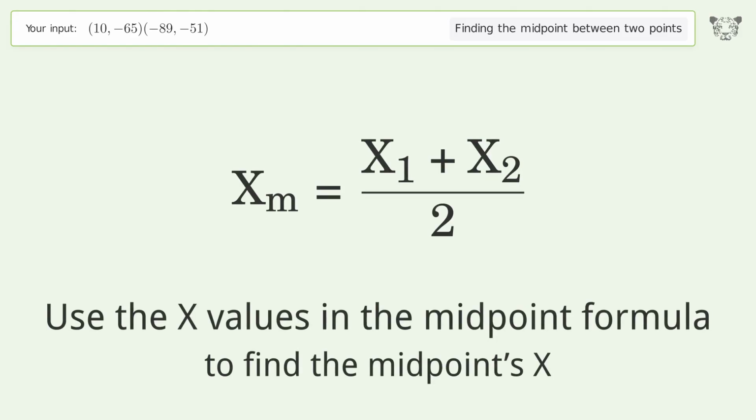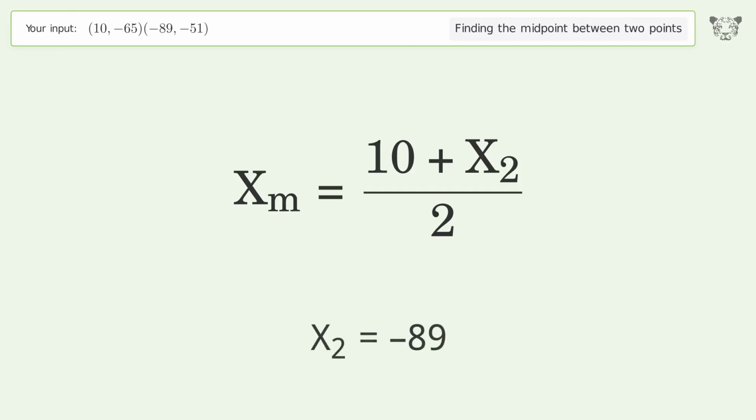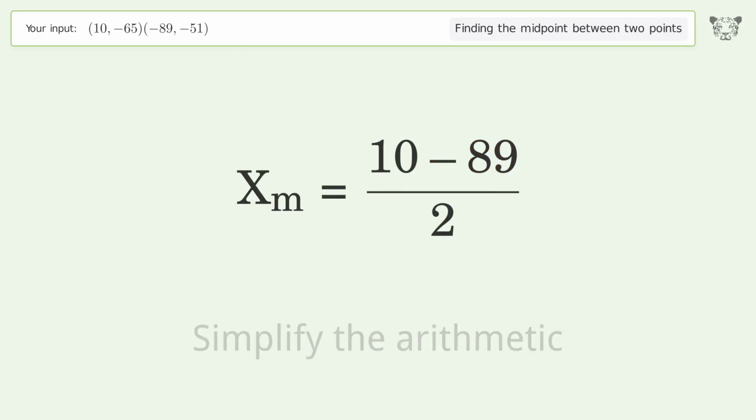Use the x values in the midpoint formula to find the midpoint's x. x1 equals 10. x2 equals negative 89. Simplify the arithmetic.